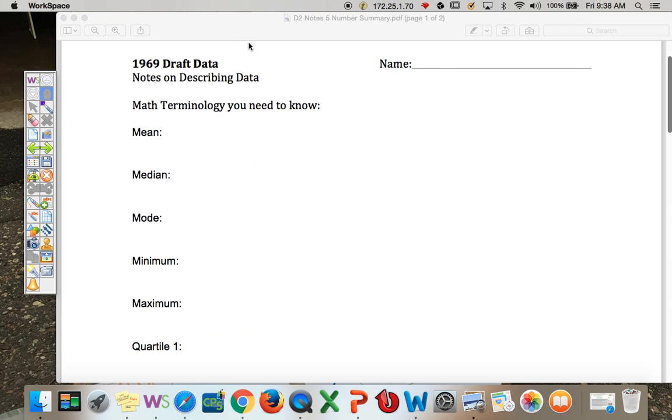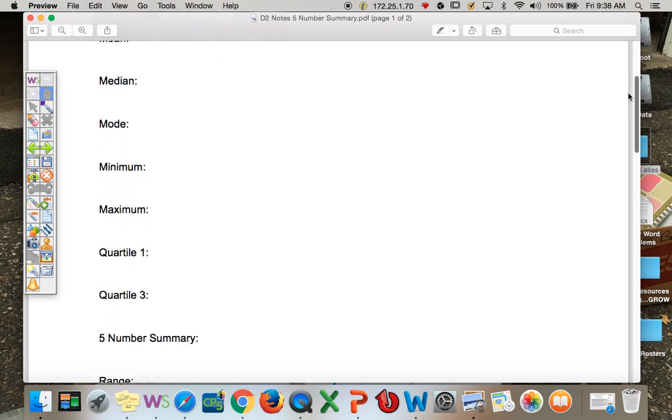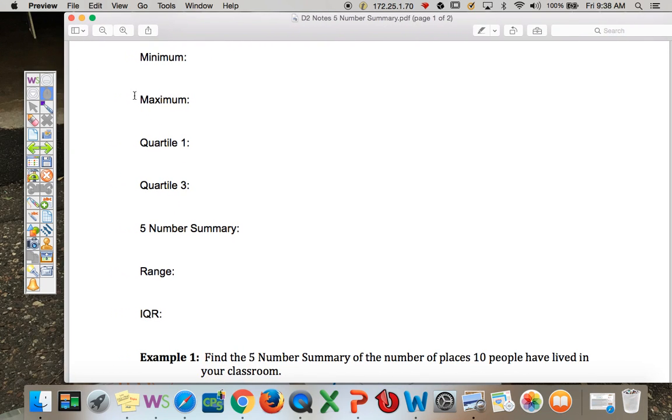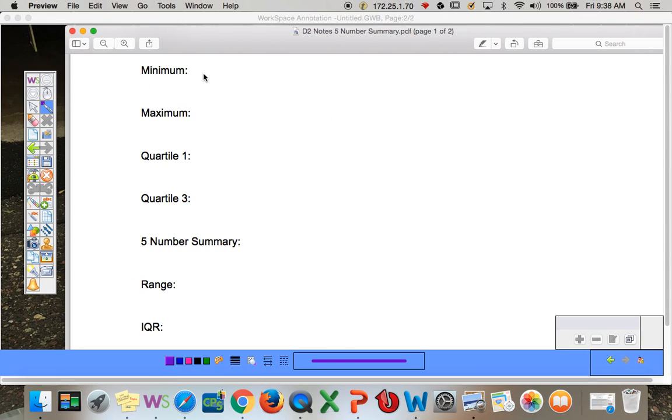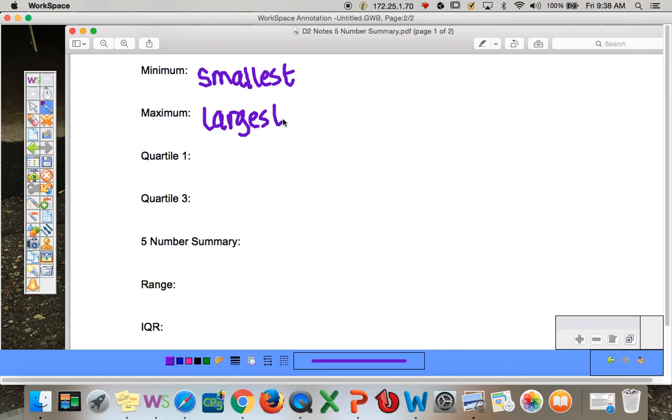Okay, I'm going to move this down. We have the term minimum. Minimum means the smallest term. So I'm just going to write smallest. Maximum means then the largest or the biggest. All right, largest or the biggest term or the biggest number in a set of data.